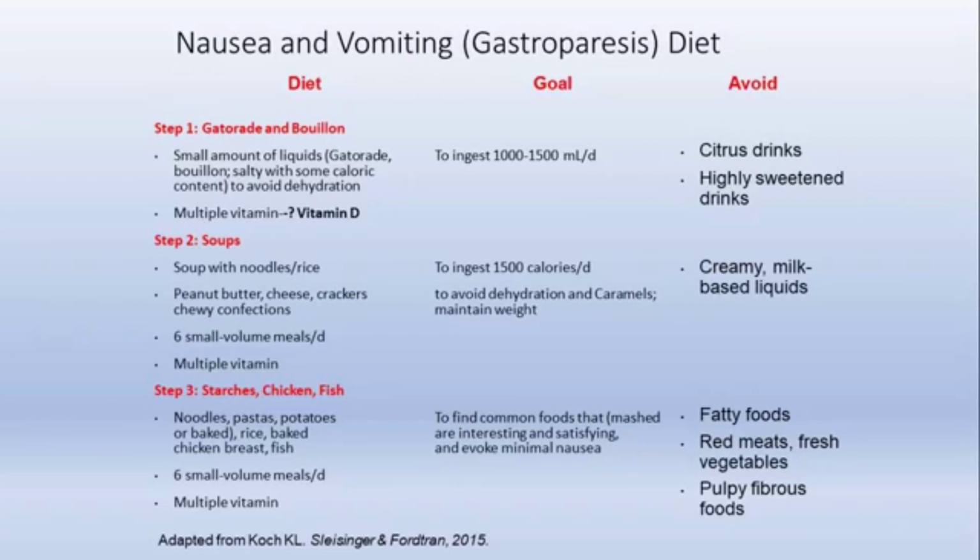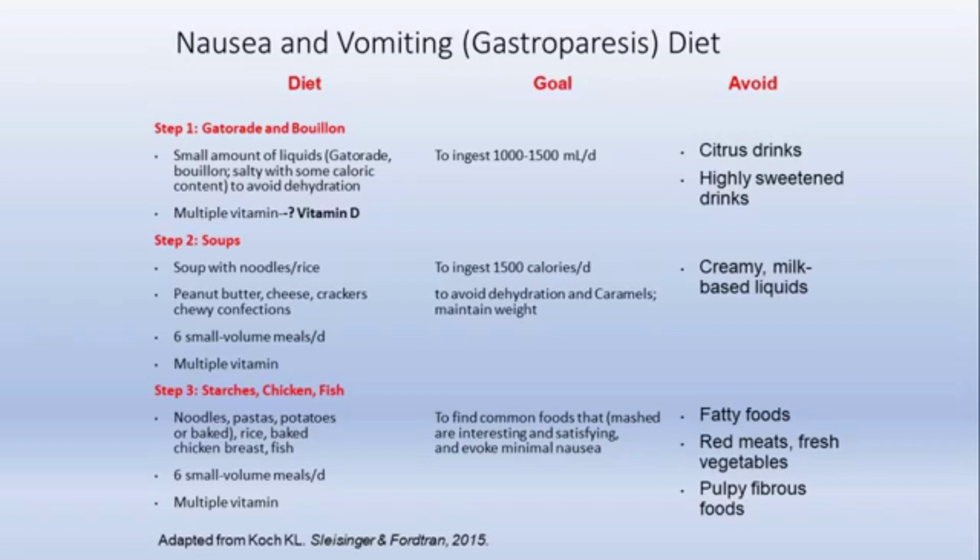This is a diet I go over. It's in every chapter I've ever published, I think. It's what I hand out in the clinic. It's kind of a short version. Dietitians expand on this. It's not a complete diet, but I think it fits with the pathophysiology of a very weak stomach. If you look at step 1, step 2, step 3. Okay, step 1. In step 1, Gatorade and bouillon, we're just trying to keep the patient hydrated so they don't have to go to the ED or the infusion center for IV fluid.